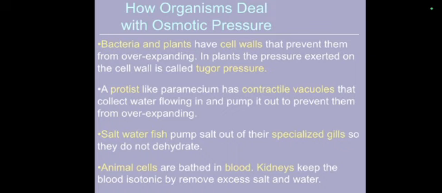How do organisms deal with osmotic pressure? Bacteria and plants have cell walls that prevent them from over expanding. In plants, the pressure exerted on the cell wall is called turgor pressure. Protists like paramecium have contractile vacuoles that collect water flowing in and pump it out to prevent them from over expanding. Saltwater fish pump salt out of their specialized gills. Animal cells are bathed in blood. Kidneys keep the blood isotonic by removing excess salt and water.